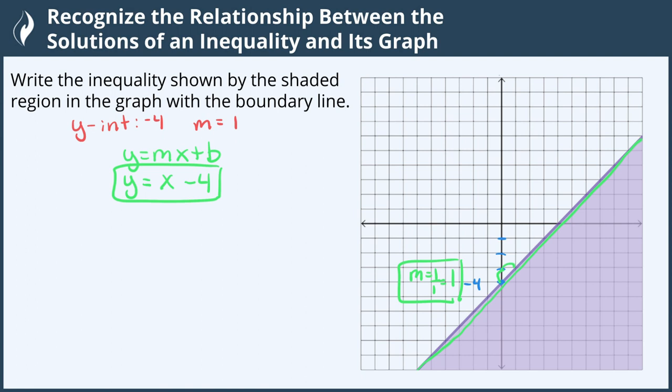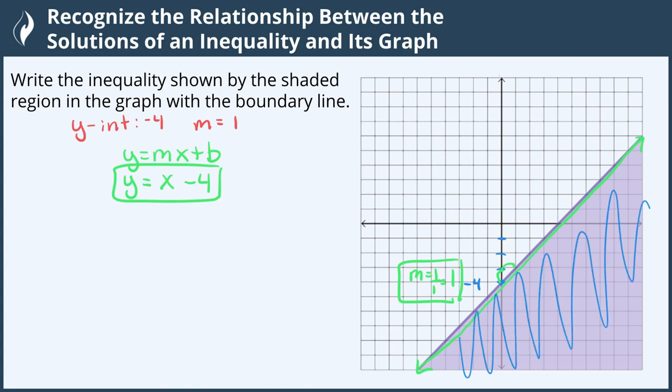Now if we wanted to find the equation of the inequality, we will include all of the points below this. This means that it is less than the boundary line. So it's y is less than x minus 4. Also, our boundary line, as we can see, is solid, so that means it is less than or equal to. So we put the or equal to line under the inequality, and now we have the equation of the inequality from this graph.